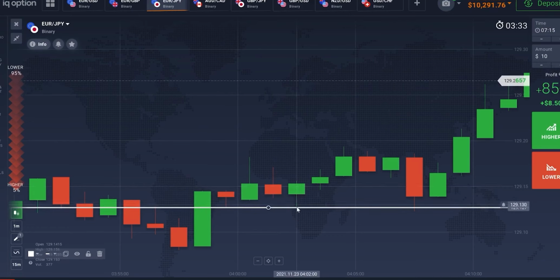As soon as this candle touched the line, we would have opened an upward trade, and you can see we would have profited from it. The candle came down, formed a shadow, then moved back up and even closed green.